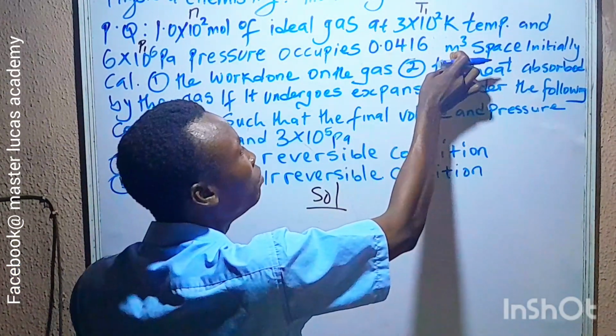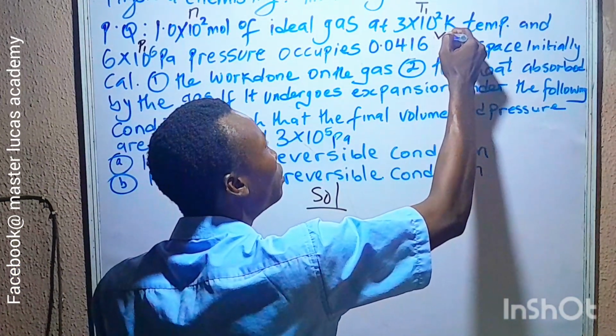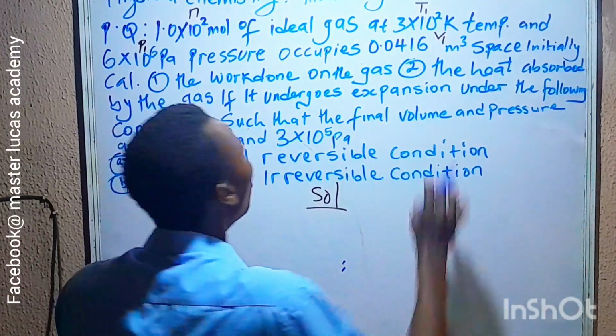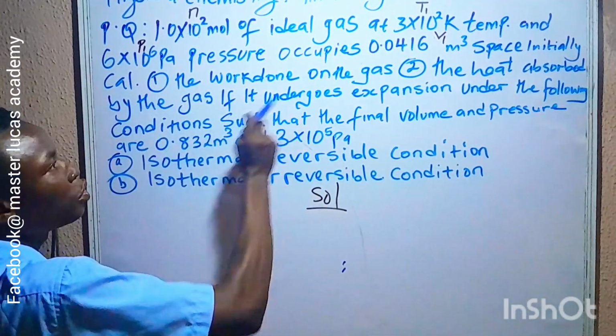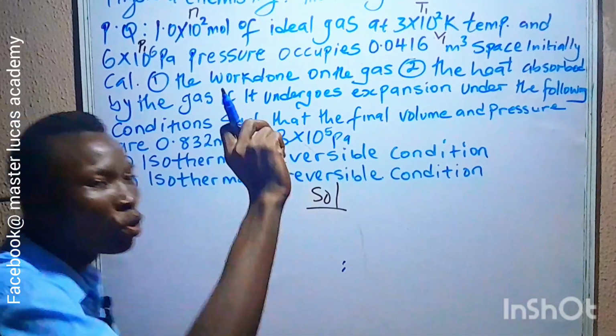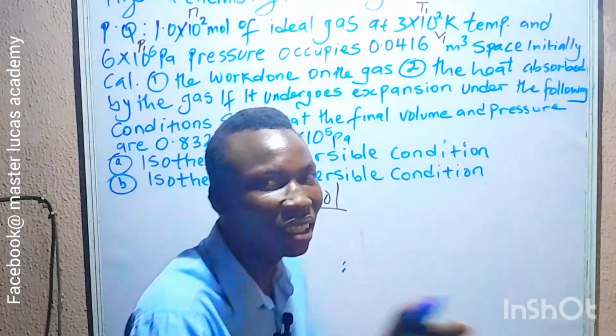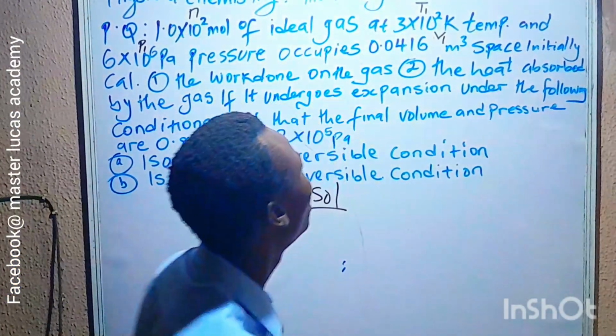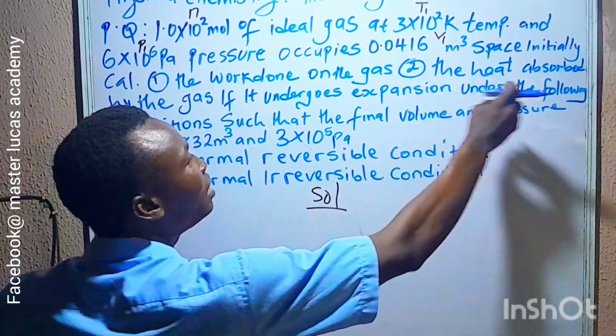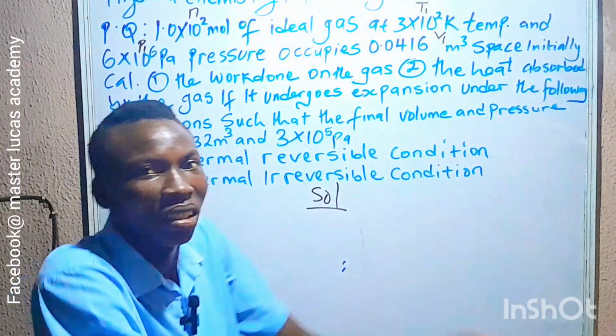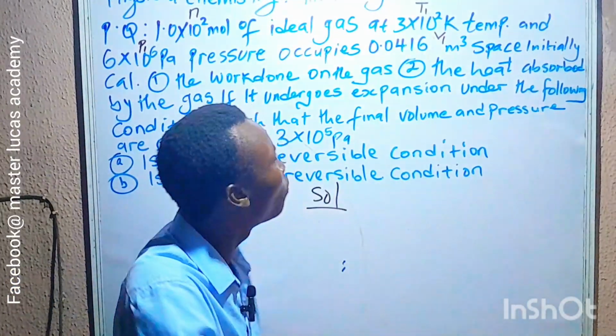Okay, it occupies this one as a volume. You can see this one is in meter cube. So let this one here represent your V1. Okay, so the questioner asks you to calculate what? Calculate the work done on the gas, which is expected to be negative. Now again, you have to calculate the heat absorbed. The heat absorbed, because it absorbed it, is expected to be positive.